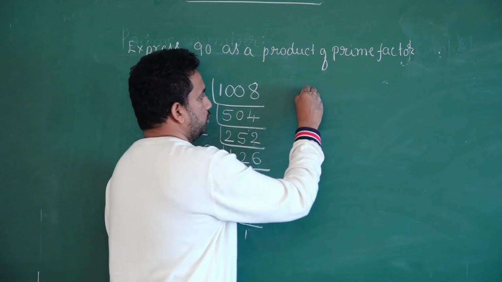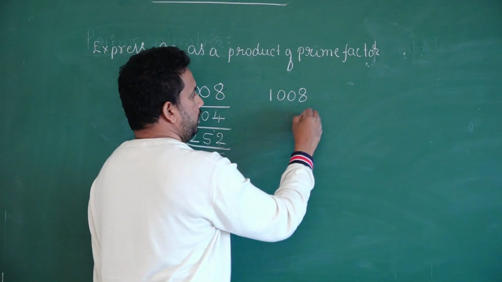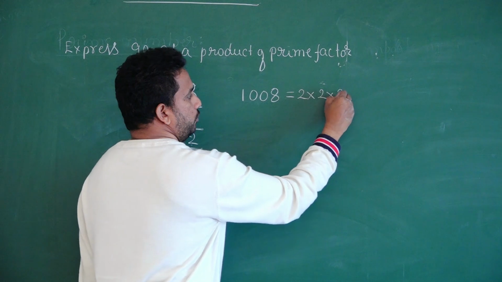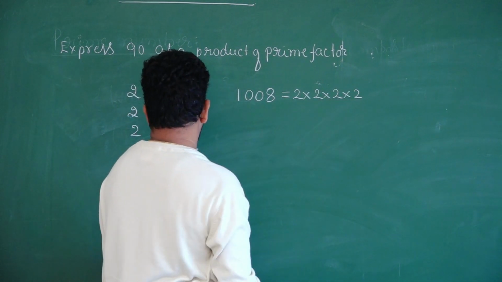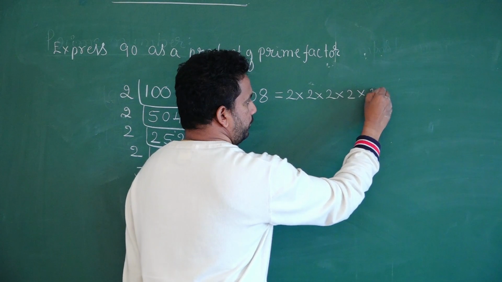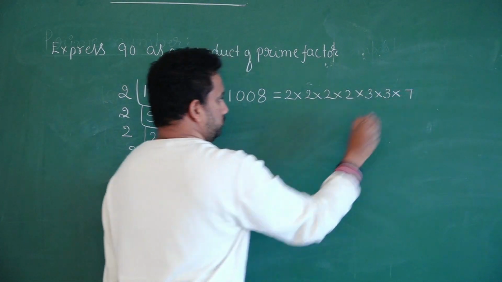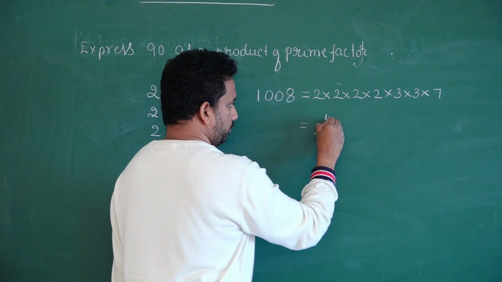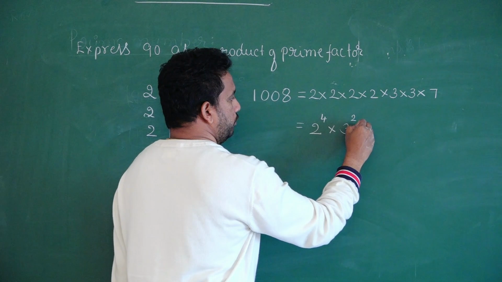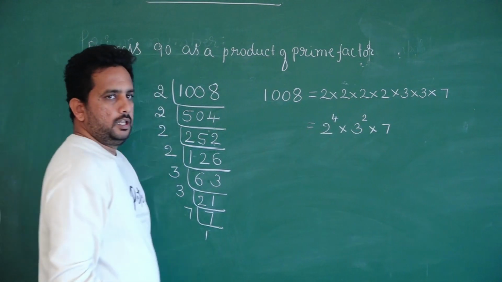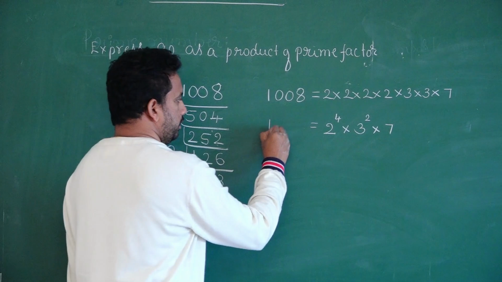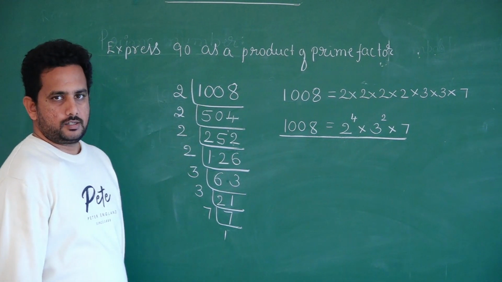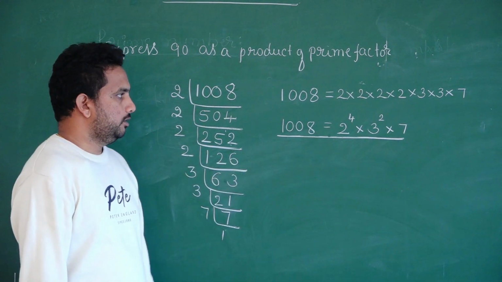So therefore 1008 we can express as 2 into 2 into 2 into 2, 4 times 2 is there, and 2 times 3 into 3, into 7. So this one we can express as 2 to the power of 4 into 3 to the power of 2 into 7. Like that we can express 1008 as a product of prime factors.